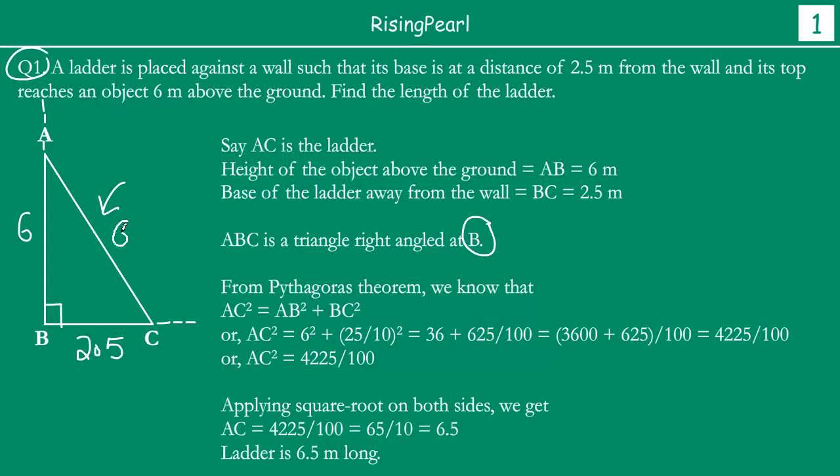So this length will be 6.5 meter. AC is nothing but the ladder, how long the ladder is, and we see that AC, or the ladder, is 6.5 meters long. So friends, this is one type of question that you will get where you apply Pythagoras theorem directly and solve the question.